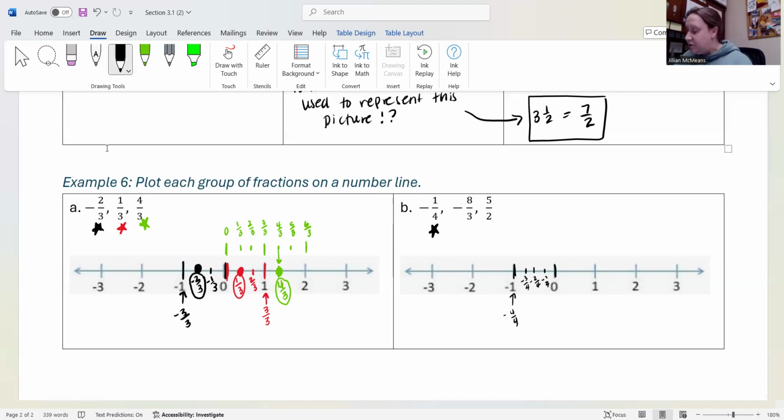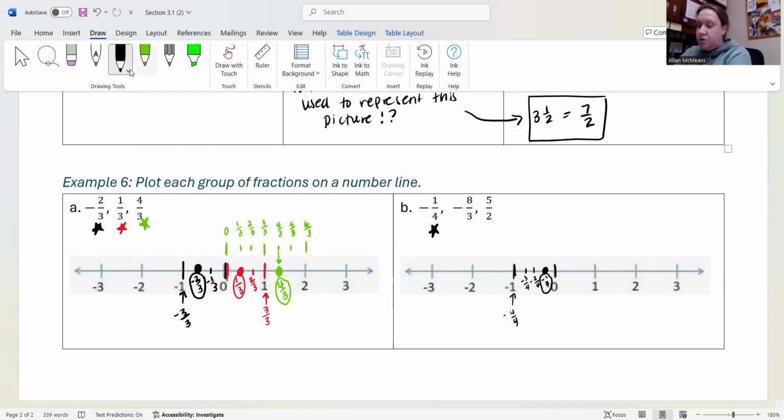Okay. Now I'm just interested in -1/4, so I would darken that first tick mark. So that represents -1/4. Okay. Now -8/3. Definitely improper. 8/3 is improper. So it would be greater than 1 in absolute value, or in this case, it's going to be somewhere beyond -1. So there are a few ways to do this.